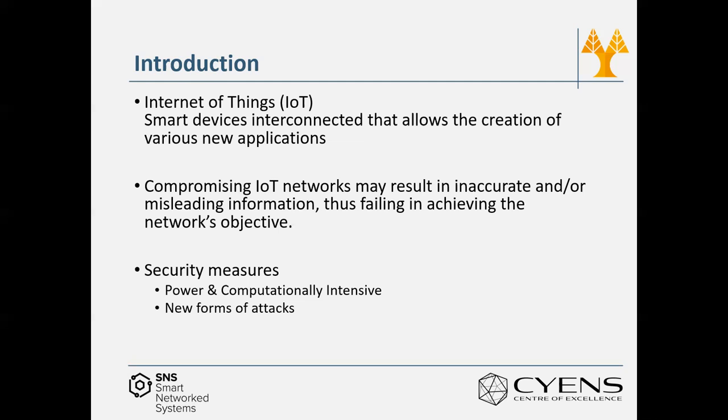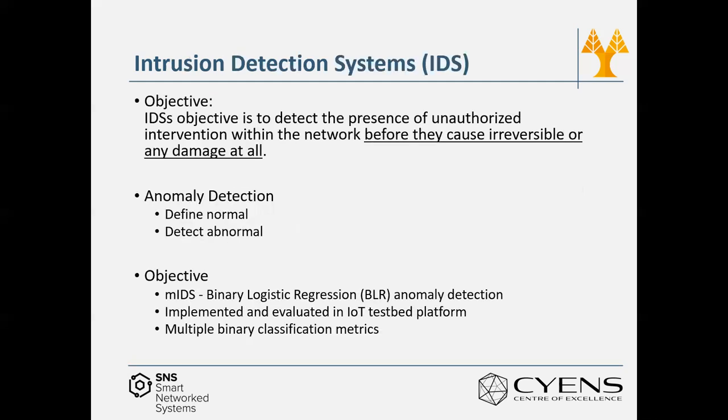There is also the risk of potentially new forms of attacks that the security mechanisms fail to prevent from penetrating the IoT. These attacks need to be identified and tackled as early as possible to avoid the widespread of falsified data or denial of them. And this is the general motivation of intrusion detection systems, which is to detect the presence of unauthorized intervention within the network before they cause irreversible or any damage at all.